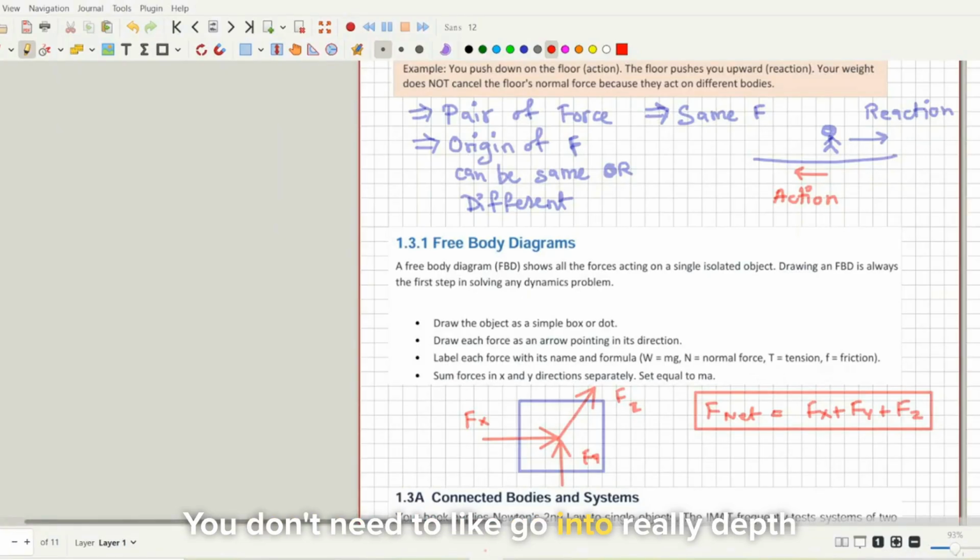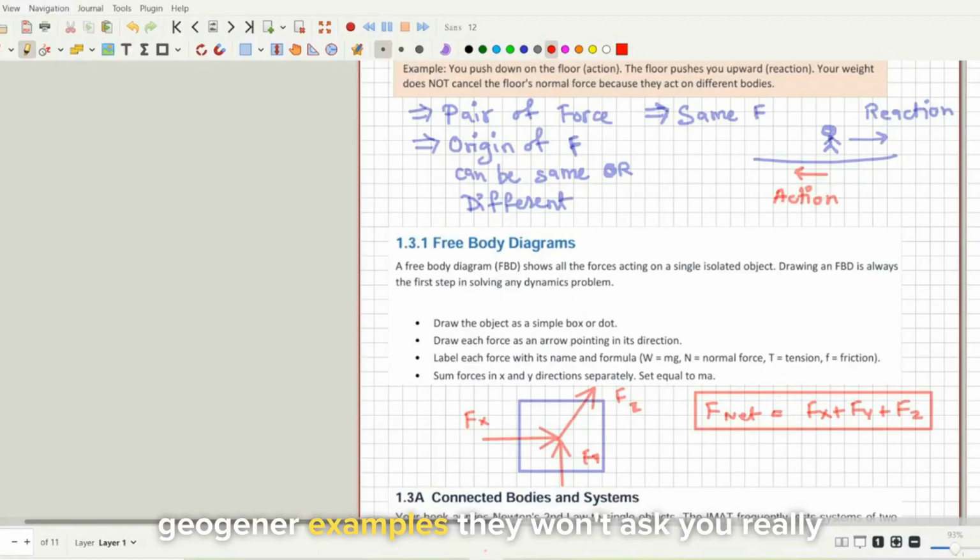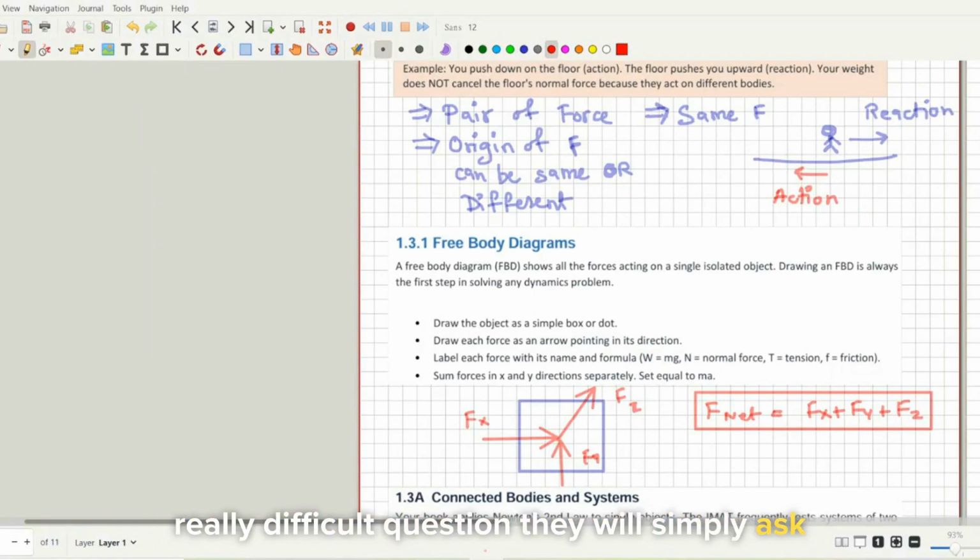You don't need to go really in depth and solve really high-level MCQs. They are not going to ask you really complex questions and formulas about 3D diagrams or geometry examples. They won't ask you really difficult questions. They will simply ask you free body diagrams, just like I draw in front of you.